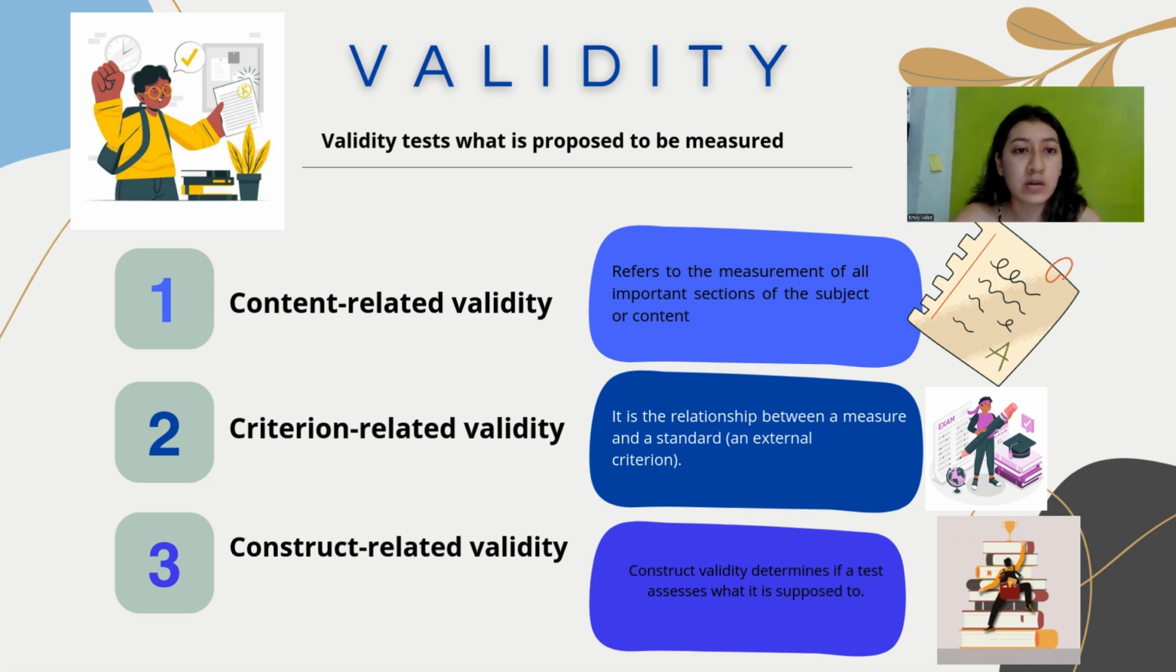And the second is criterion-related validity. It is the relationship between the measure and the standard or external criteria. The measure must agree with the standard. If there is a relationship with the standards, we may say that the test is valid. And the third is construct-related validity. Construct validity determines if a test assesses what it is supposed to. The test has to be constructed to measure the content of a course. A construct can be defined as the idea, the subject, or the skills that educators measure.